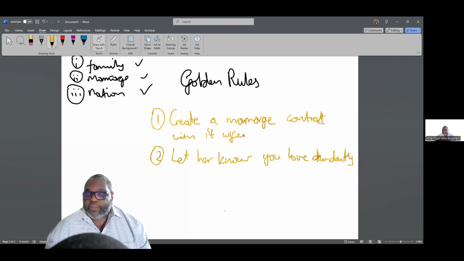Let her know that you have the potential to love more people so that she can know from the beginning what kind of man she's going to marry. So create the marriage contract. Let her know that you might want someone else in the relationship. Number three, sign the agreement. Sign the agreement and stick to it. Your marriage is going to be guided and governed by this agreement, by this contract called the ketubah.